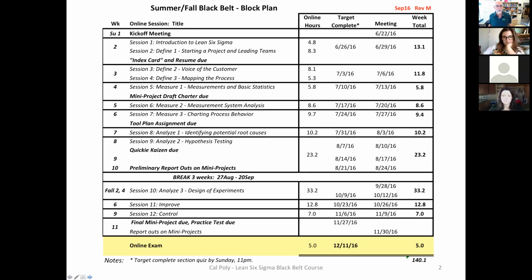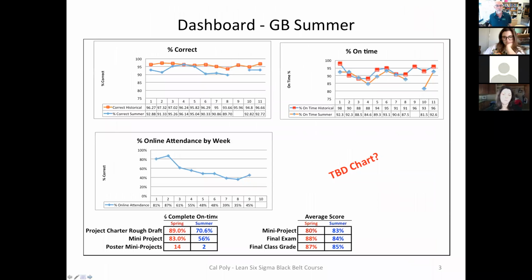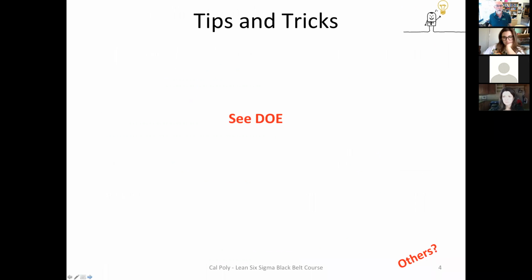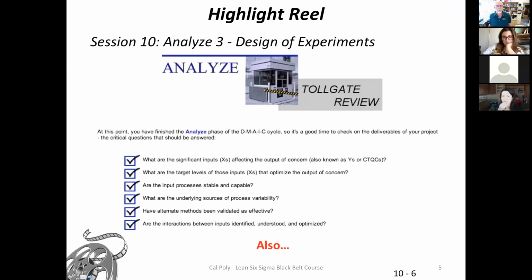Go ahead, move on. There's nothing new on the scorecard. I'm not updating that anymore. Tips and tricks here. We're going to work through a design of experiments. I'm just going to present this first because the rest of the time we're going to work through an example on design of experiments.